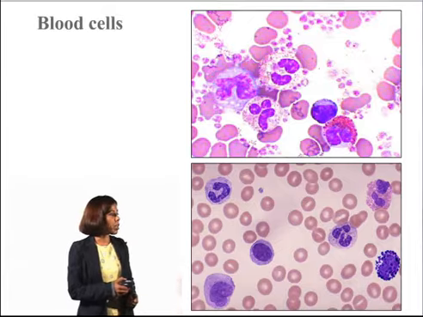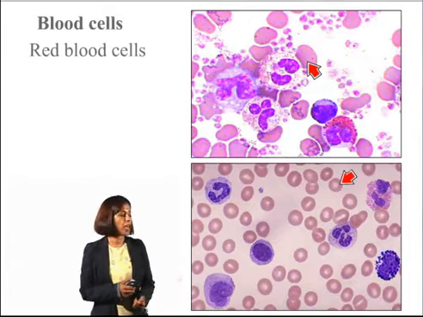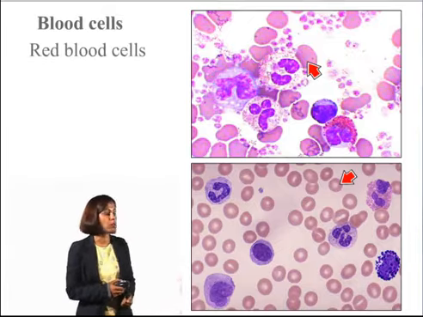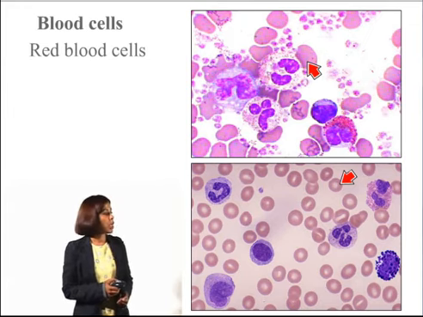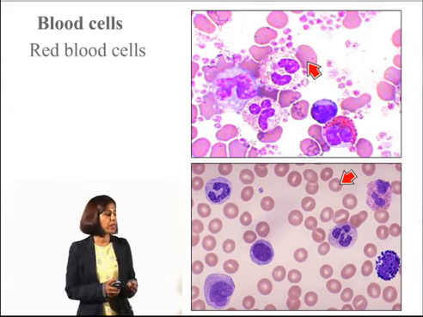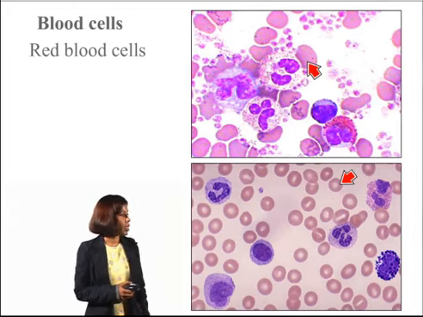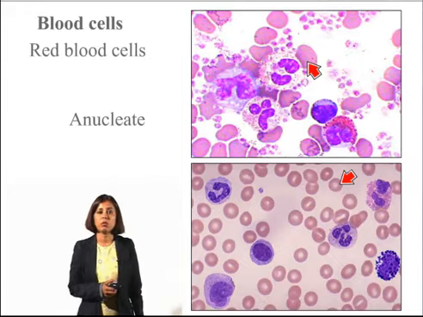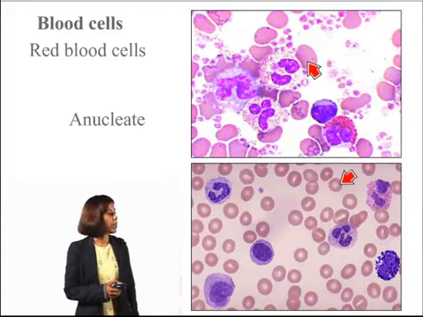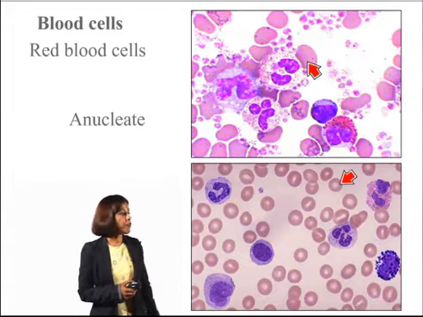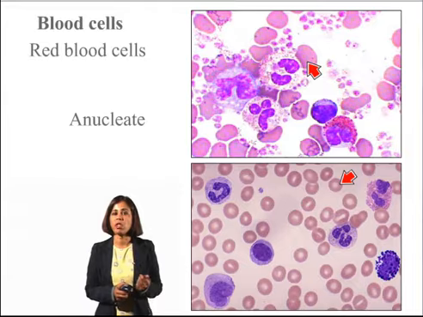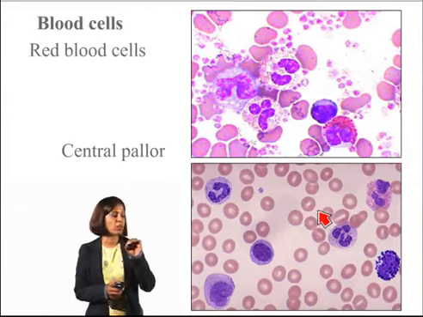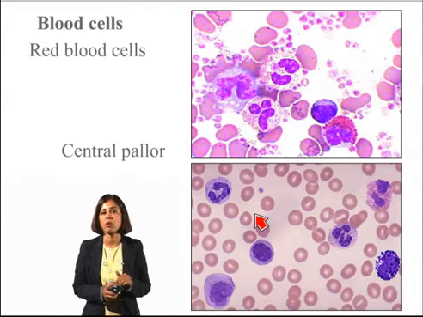Let's first look at red blood cells, and you can see the arrows pointing to the red blood cells. And what you notice about these red blood cells is they are small, they do not have a nucleus, so we call them anucleate, which means that they cannot divide, and especially seen in the lower image, you can see that there's a central region of paleness, which is known as central pallor.